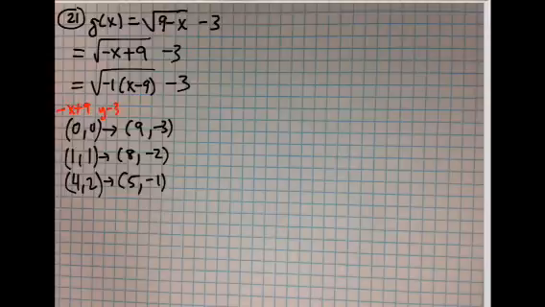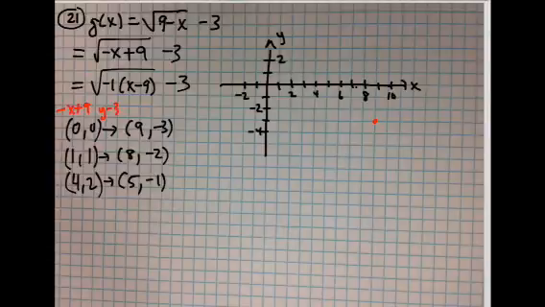So now we're going to plot this. So 9, negative 3, 8, negative 2, and 5, negative 1. And I just put in a 0 because 9 minus 0 is 9, and the square root of 9 is 3. 3 minus 3 is 0. So even though this is not on our list, it's part of the graph. So I'm just sketching it so I know exactly where it crosses on the x-axis. So it's going to go something like this, like that.